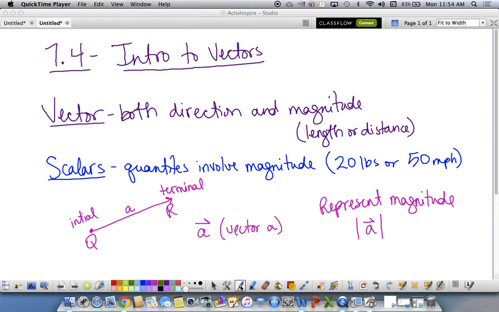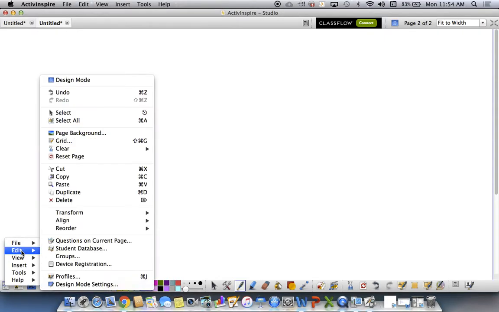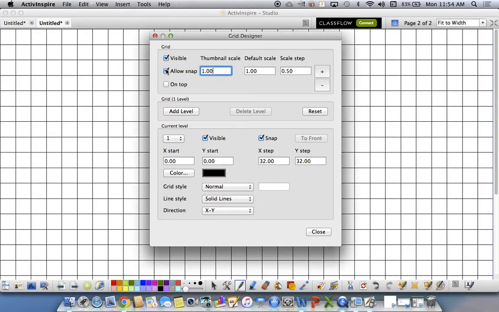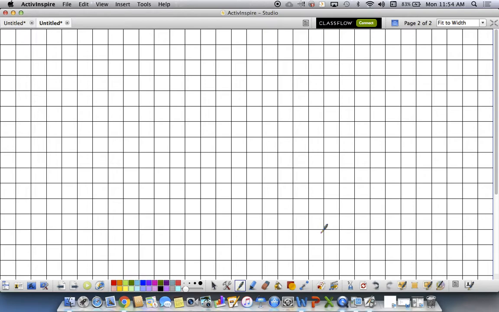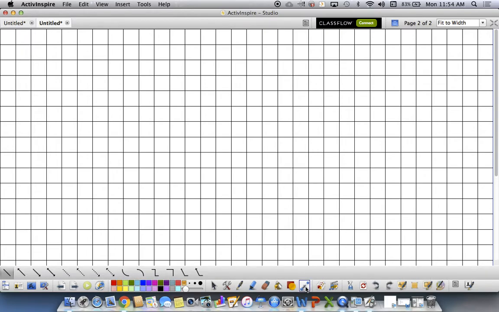Well, let's do that. I'm going to go to the next page. I'm going to put up a grid so that we can have a vector, and let's go ahead and draw a vector. I don't like it facing that direction. Let's face the other direction.